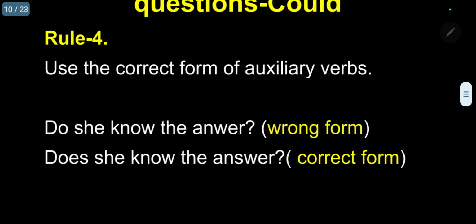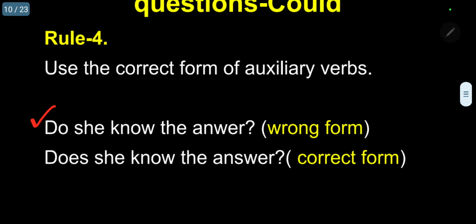Rule 4. This is already connected with rule 3. Use the correct form of auxiliary verb. So when you are using the auxiliary verb, primary or secondary, you should properly use the subject, noun or pronoun. Properly you have to use it. So here I am giving two sentences. One is the wrong form, another is the correct form. The first one, kindly follow.